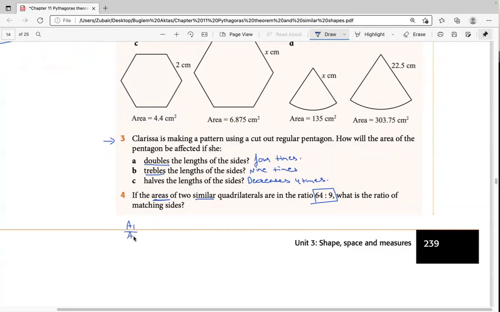And if we have to show the working, sometimes the examiner says show the working. So again, we use the same formula, A1 by A2 equals L1 by L2 whole squared. This was 64 and 9. On the other side, both the sides are unknown. And yes, take the square root of both sides. So you get 8 by 3. So 8 ratio 3.